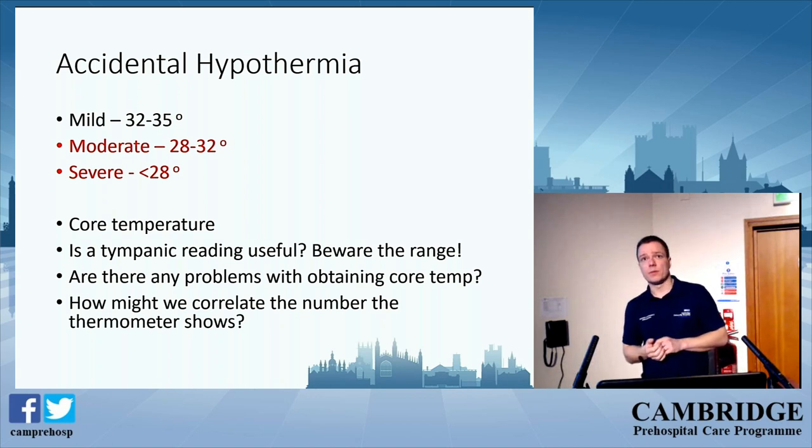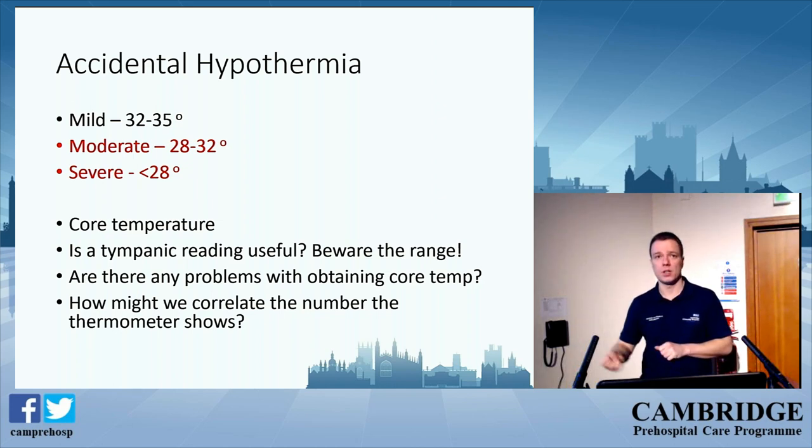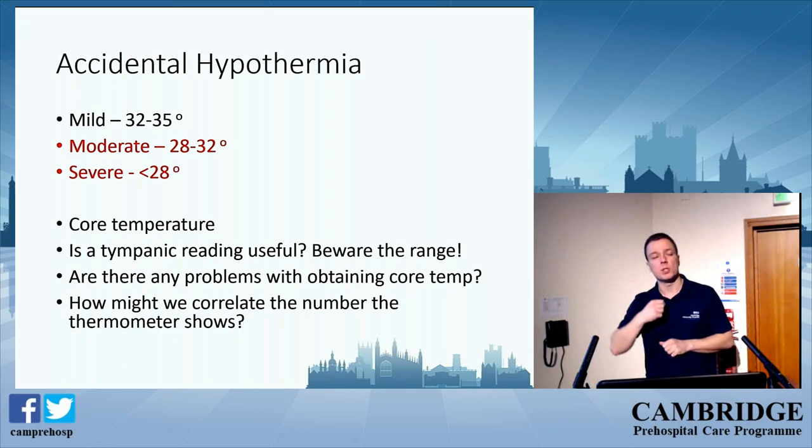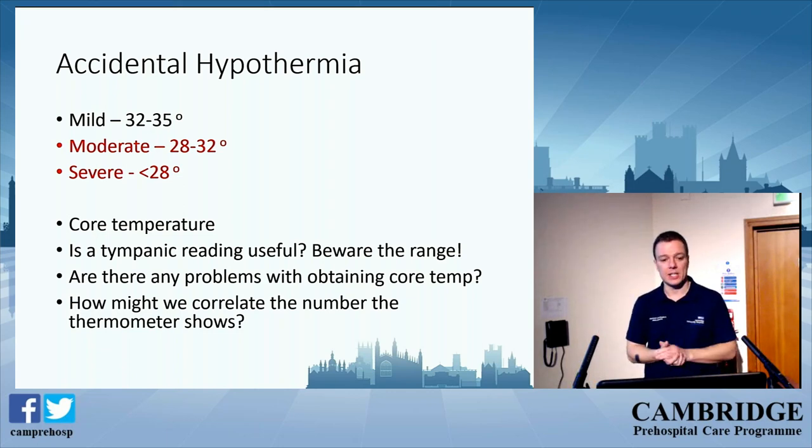Even if we do have means to measure core temperature, there are in general two means of measuring it. One is an esophageal temperature probe, and the other is a rectal temperature probe. And those in themselves present problems. Esophageal temperature probes, you tend to have an anaesthetized patient because it's a fairly invasive thing to do. You can put it in, but it's not terribly pleasant. And there are various other practicality issues with obtaining a core temperature in the pre-hospital environment.